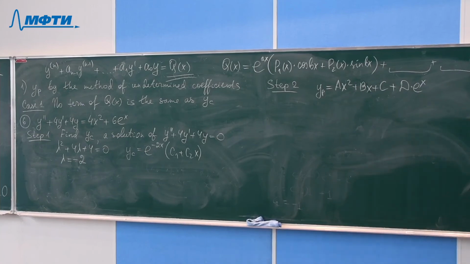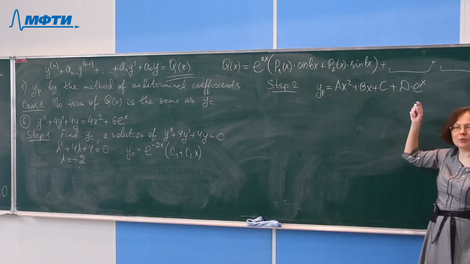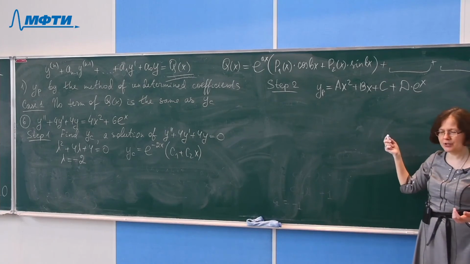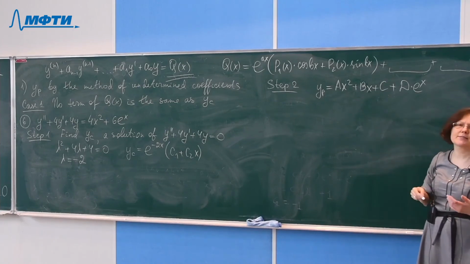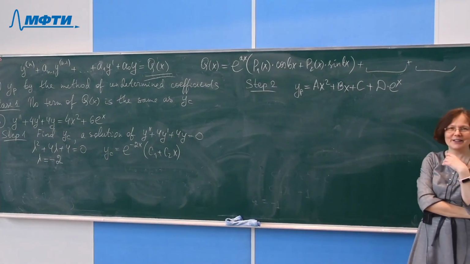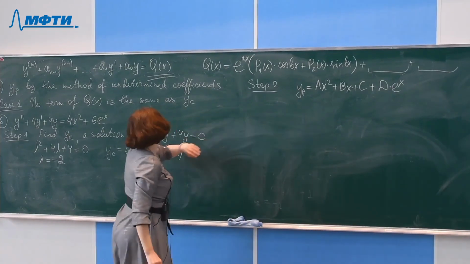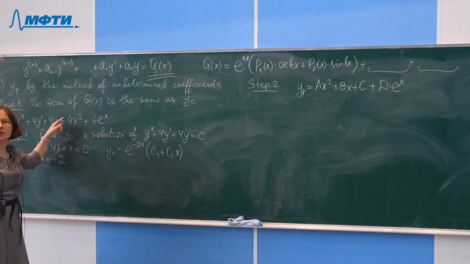And now our goal is to find a, b, c, and d. How can we do this? What is your opinion? What are your ideas? So a particular solution should have this form. There are several particular solutions, but one of the solutions must have this form. How to find a, b, c, and d then? We should use the fact that this particular solution must satisfy this differential equation.